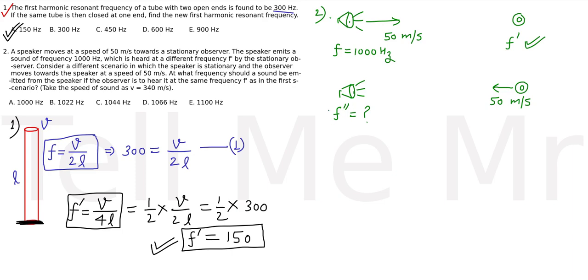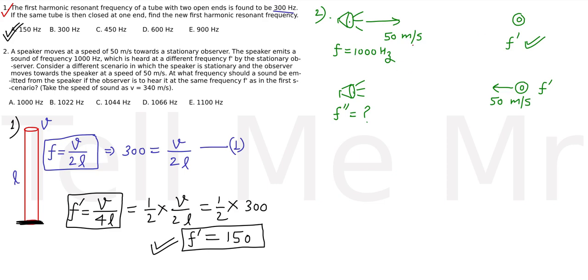So what should be this f double prime, so that the observer still hears the sound at a frequency of f prime as he was hearing in the previous situation? So I hope you understood the question. So let us start solving this question.